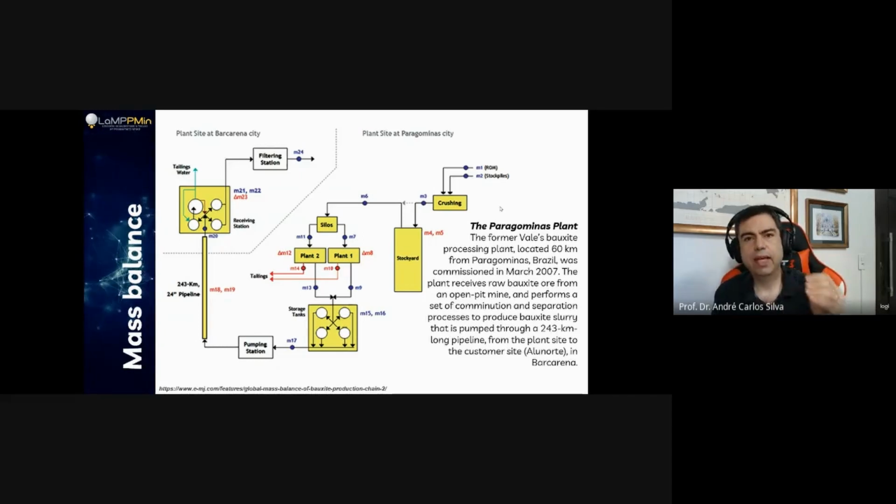So we have this M1 and M2 being mass 1 and mass 2. Mass 1 is a run of mine, mass 2 is material coming from the stockpile. Then I'm going to feed the crushing, and then I have M3 because it's going to be just one mass coming out of the crusher.